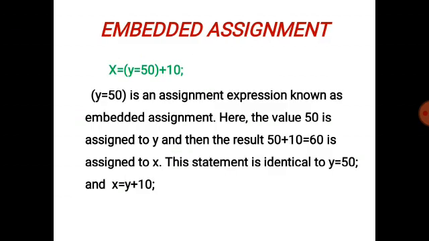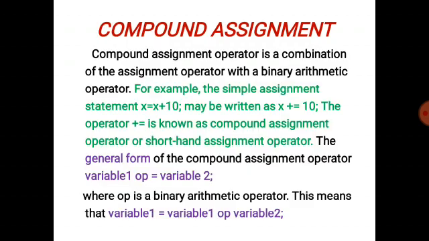The next one, embedded assignment. x = (y = 50) + 10. Within the bracket you write y = some value; here we are taking it as 50. The y = 50 is an assignment expression known as embedded assignment. Here the value 50 is assigned to y, and then the result 50 + 10 = 60 is assigned to x. So x = 60 and y = 50. This statement is identical to y = 50 and x = y + 10. y + 10 means 50 + 10 here, so the x value is 60. That is called embedded assignment.